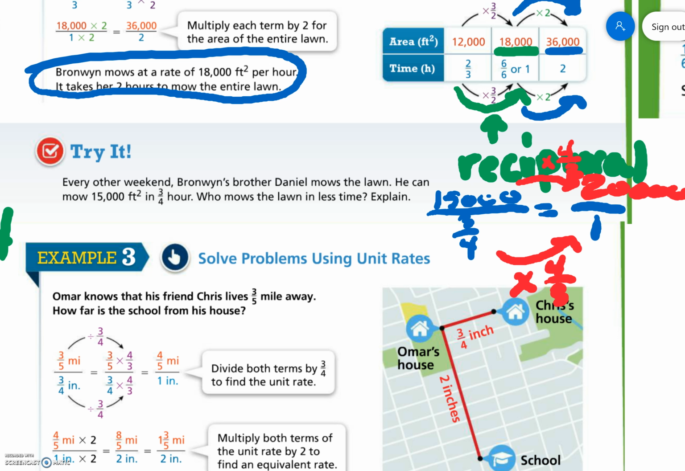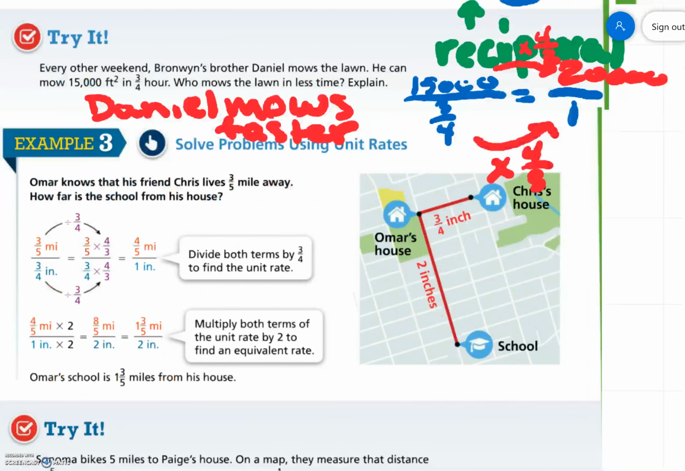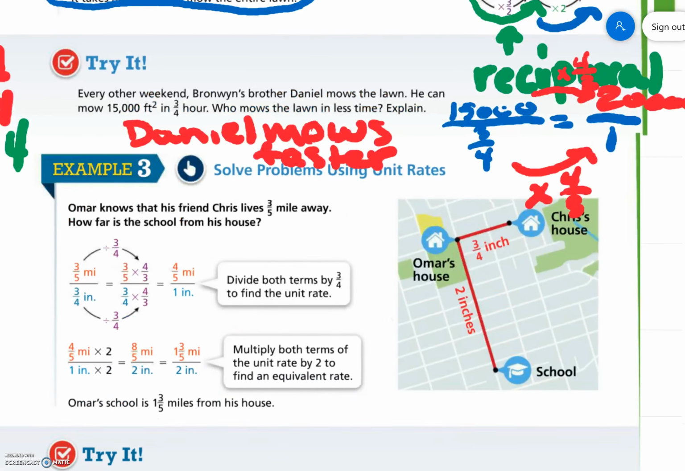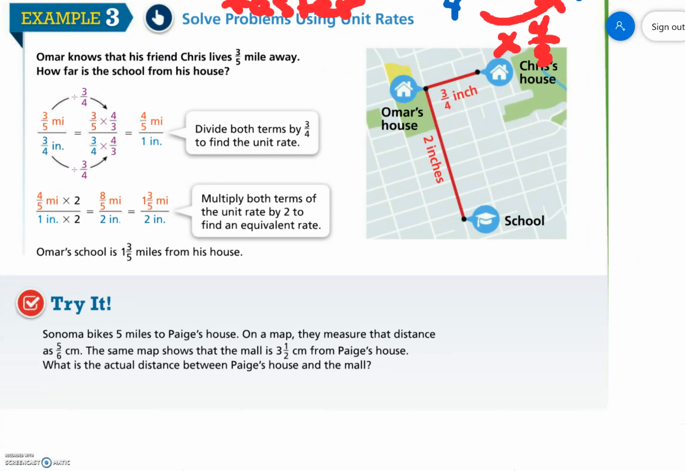So Daniel mows faster. So he will get it done sooner. He mows more lawn in the unit rate in 1 hour.